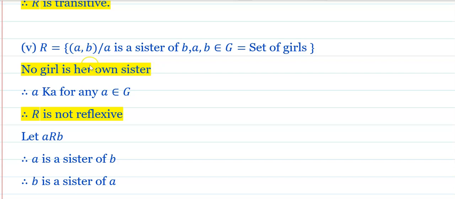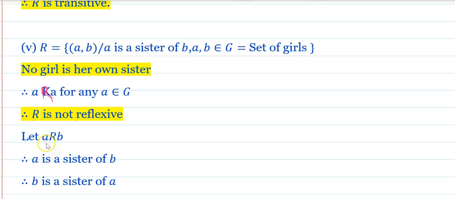Now the next relation: A comma B is such that A is a sister of B. Okay, A is a sister of B. Next, A comma B belongs to G, and G is the set of girls. Then can we write ARA in this case? Sorry, this is R. ARA, that is, A is a sister of A. That is, no girl is her own sister. That is, ARA does not hold for every A belonging to G. Therefore, R is not reflexive. Will every girl be her own sister? No.